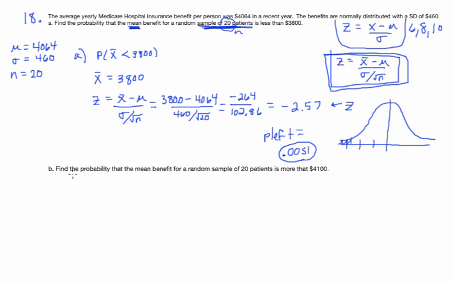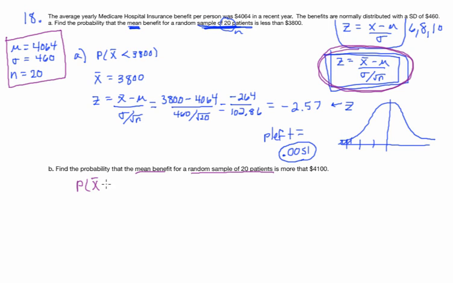Very similar problem. Find the probability that the mean benefit for a sample of patients. So I'm looking for the mean benefit for a random sample. That's how I'm going to know to use this formula to find my z-score. Everything else is the same. So I'm still going to use these same numbers for the population mean, the population standard deviation, and the n. So I'm looking to find the probability that the mean of my sample is greater than 4,100.